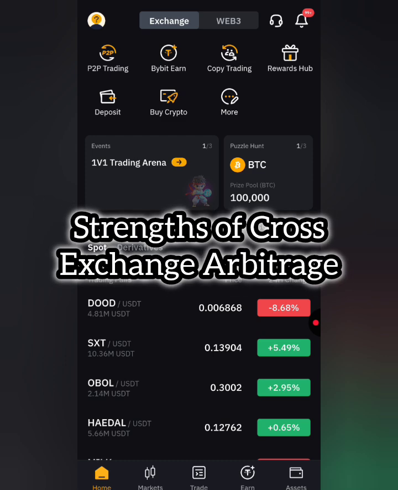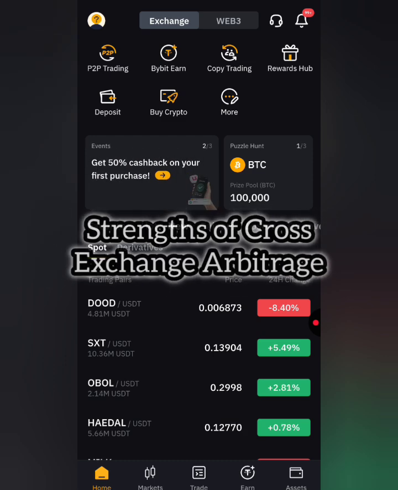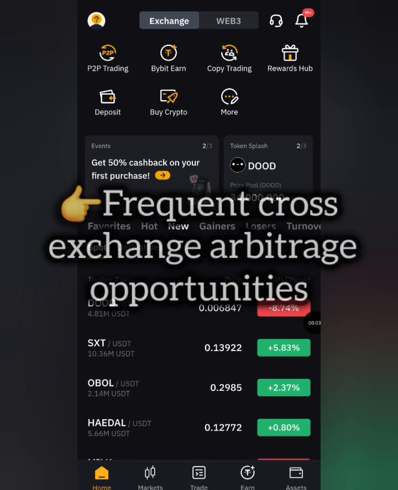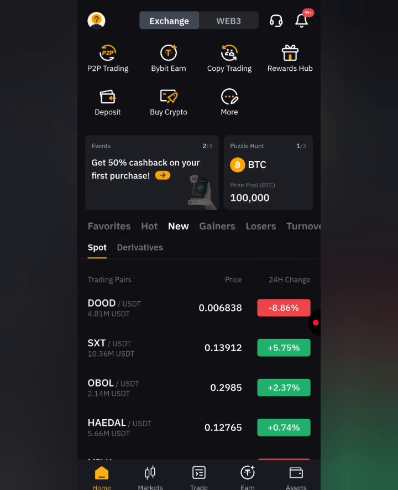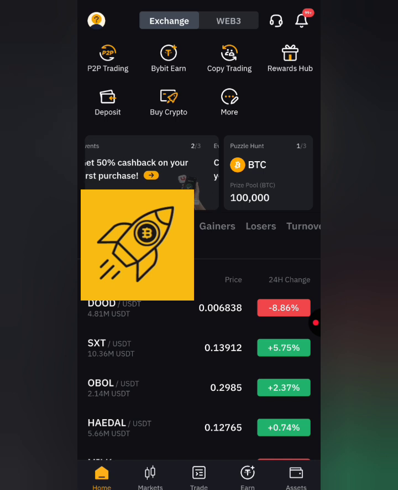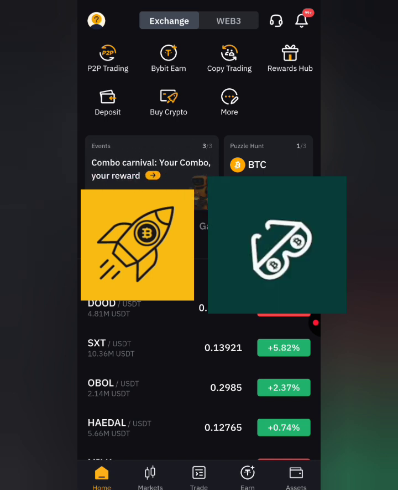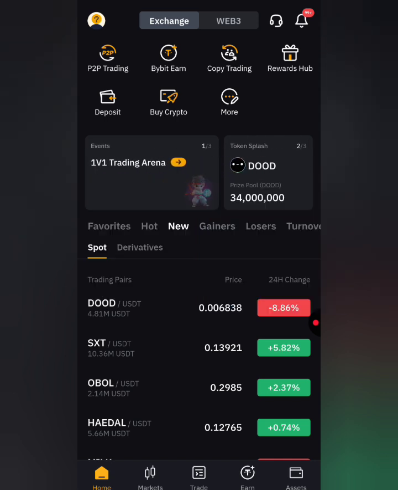Now, what are the strengths of the cross-exchange arbitrage? Now, the first strength is there are always frequent cross-exchange arbitrage opportunities in the crypto market, okay? If you navigate through CoinMarketCap, you can always find cross-exchange arbitrage opportunities across different exchanges. And if you also use the Habi Hunt or the ArbitMate, it will give you a lot of arbitrage signals that you can actually perform within two different crypto exchanges, okay?